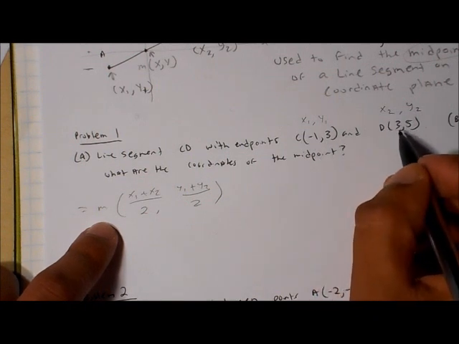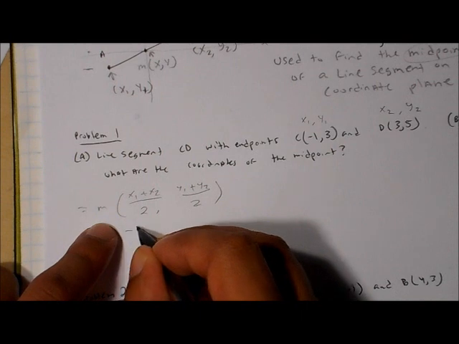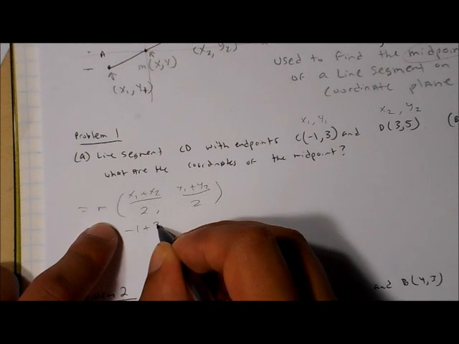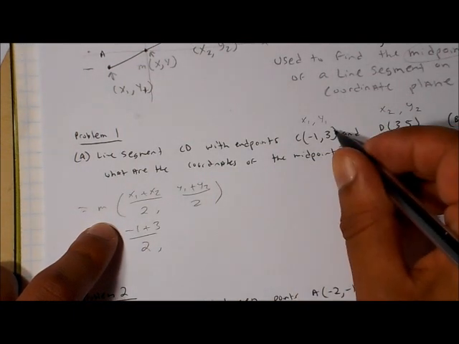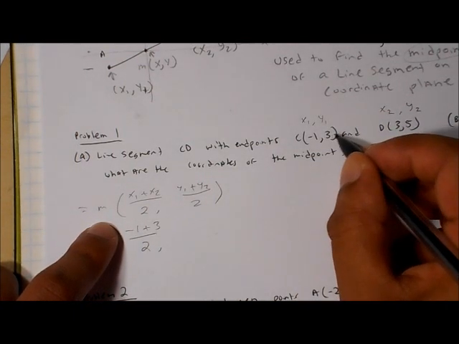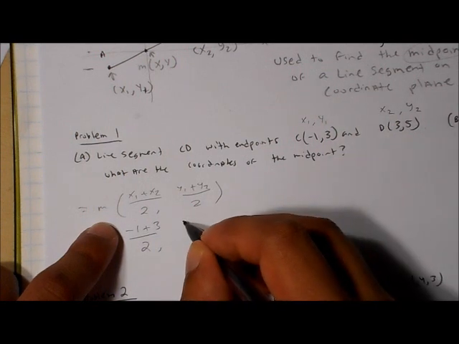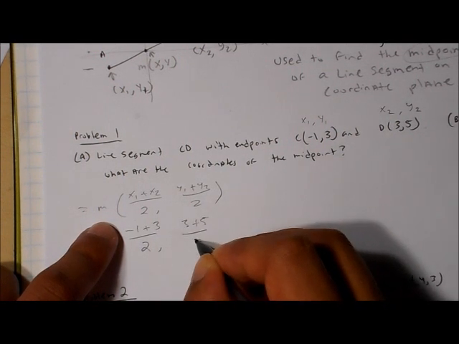So then what's our first x1? Negative 1. x2, which is 3. So we add them both together. So negative 1 plus 3 divided by 2. And go ahead and plug in the other one for the y's. So we have y1 is 3, y2 is 5. So it'll be 3 plus 5 divided by 2.